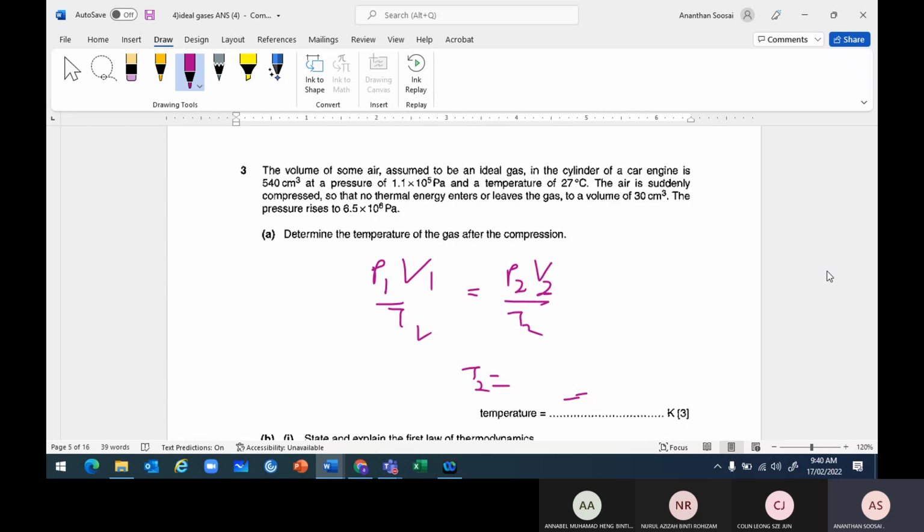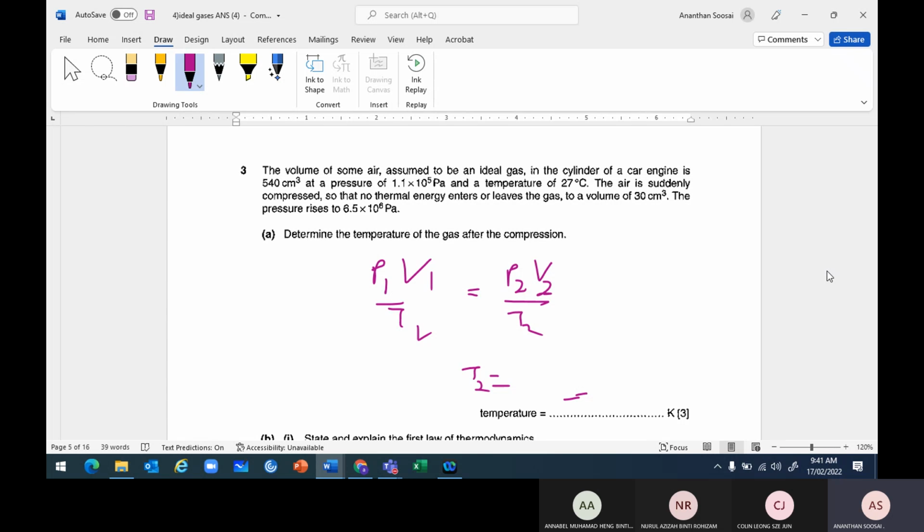Selection of equation: P1 V1 over T1 equals P2 V2 over T2. P1 V1 can be any unit you like. If the volume is given in centimeter cube, do you need to change it to meter cube? No need. It is an identical formula on both sides, so you can put whatever unit you like.